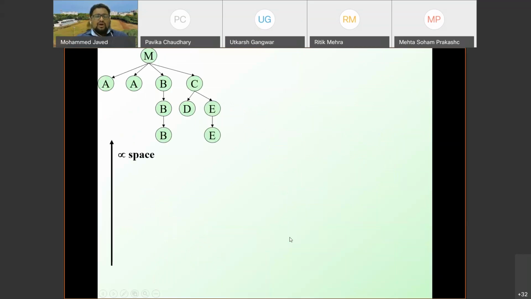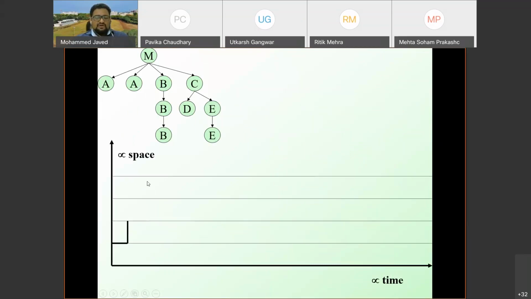Now, what would happen here, right? The space, let us take this y as space axis and this x as the time axis. So now what would happen is that m would call a, and once a returns back the answer, this a is freed up. The space is freed up. Again, m calls a, and a gives back the answer, and that space is freed off.